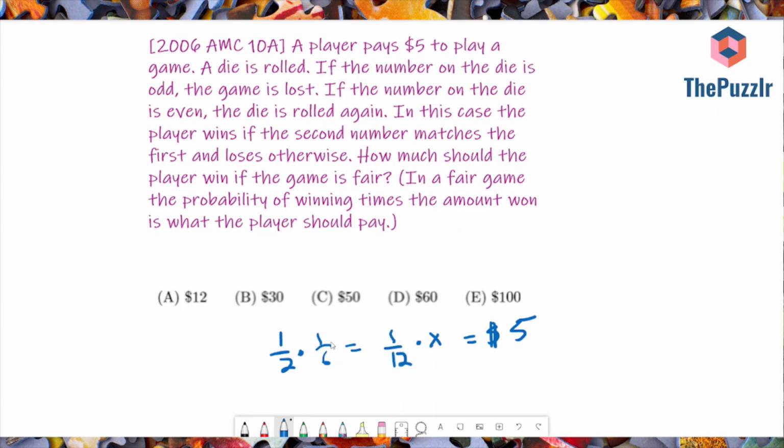This is our formula because that's what he's paying. He's paying $5. So X is equal to 12 times 5, or $60. So he should win $60 for this game to be fair. Would you take this bet? I don't know. Let's move on.